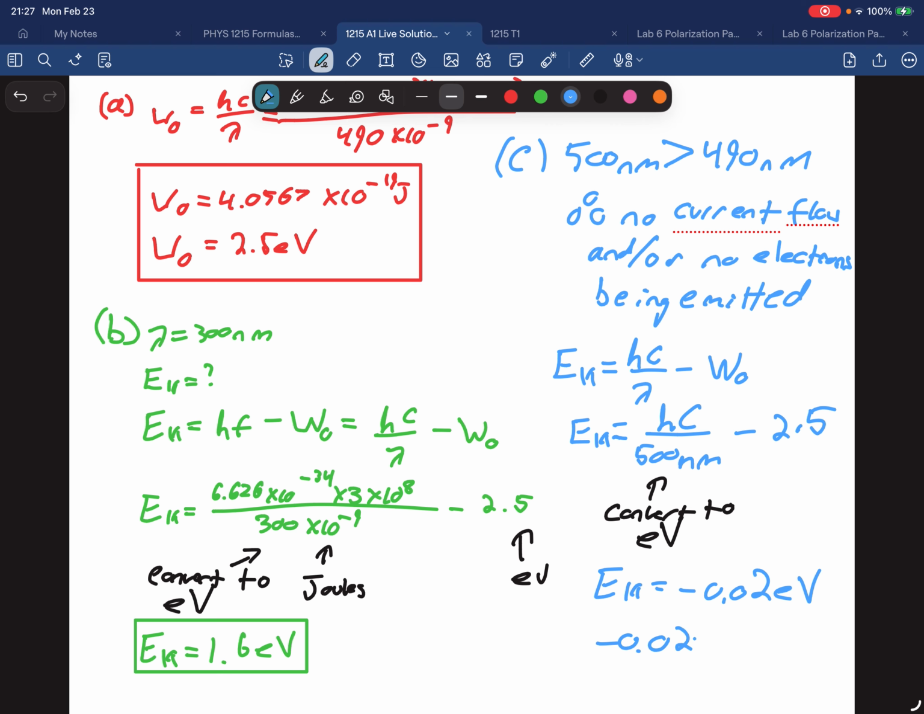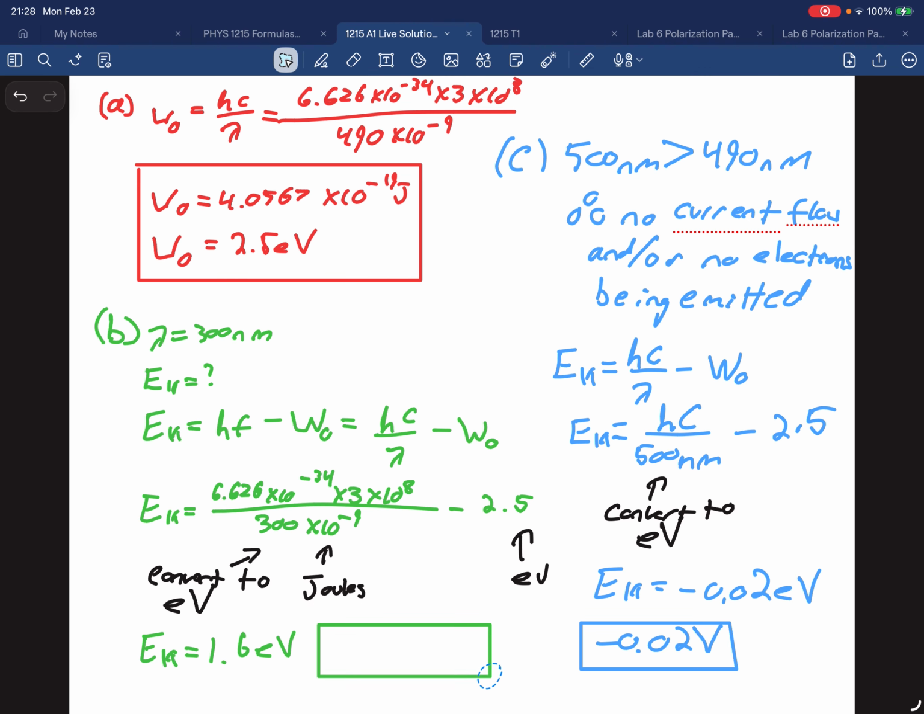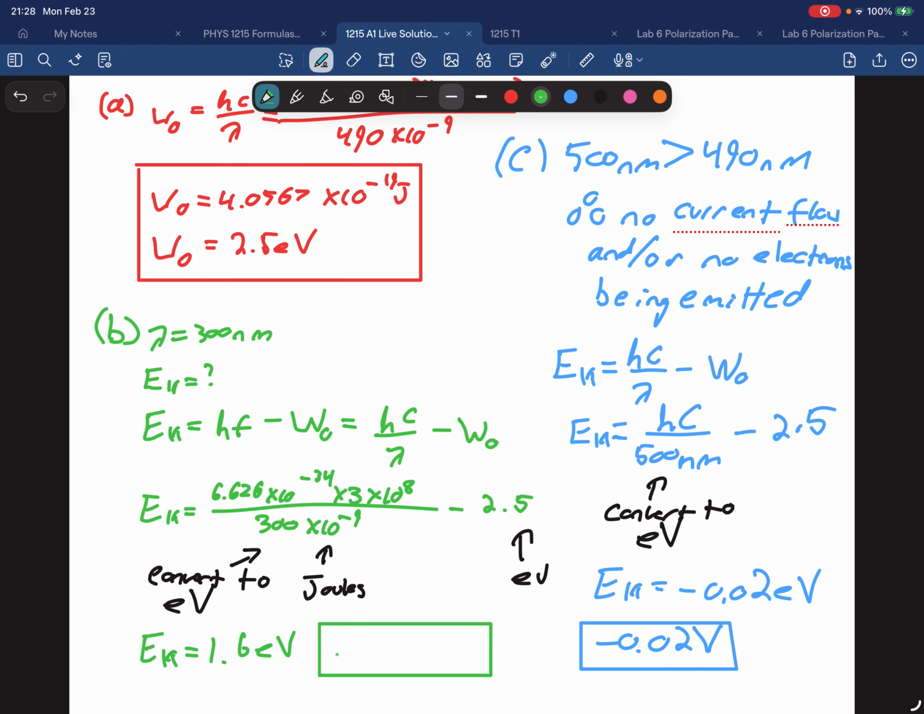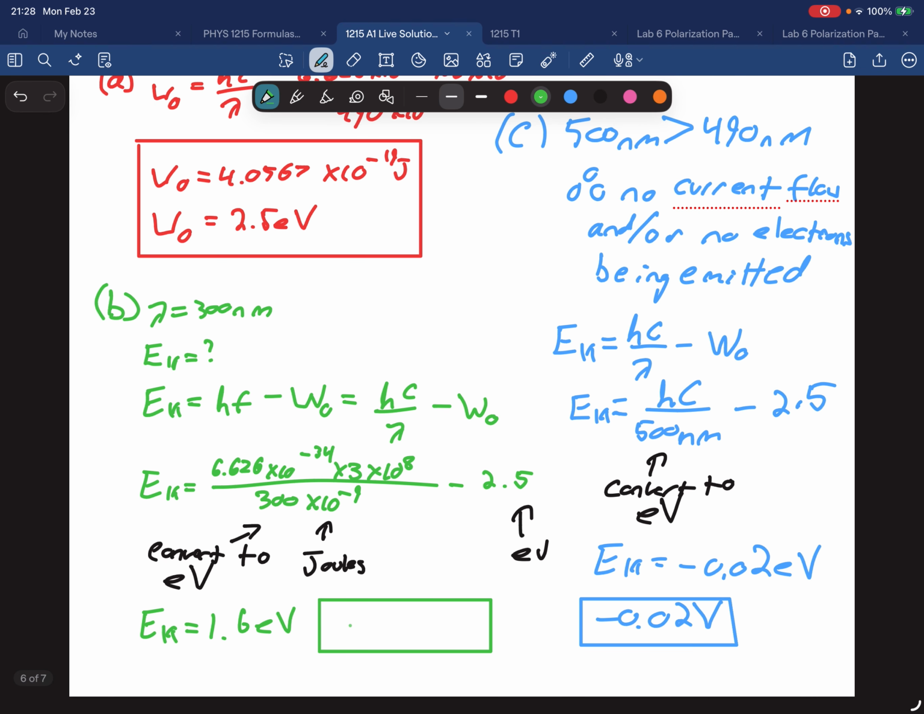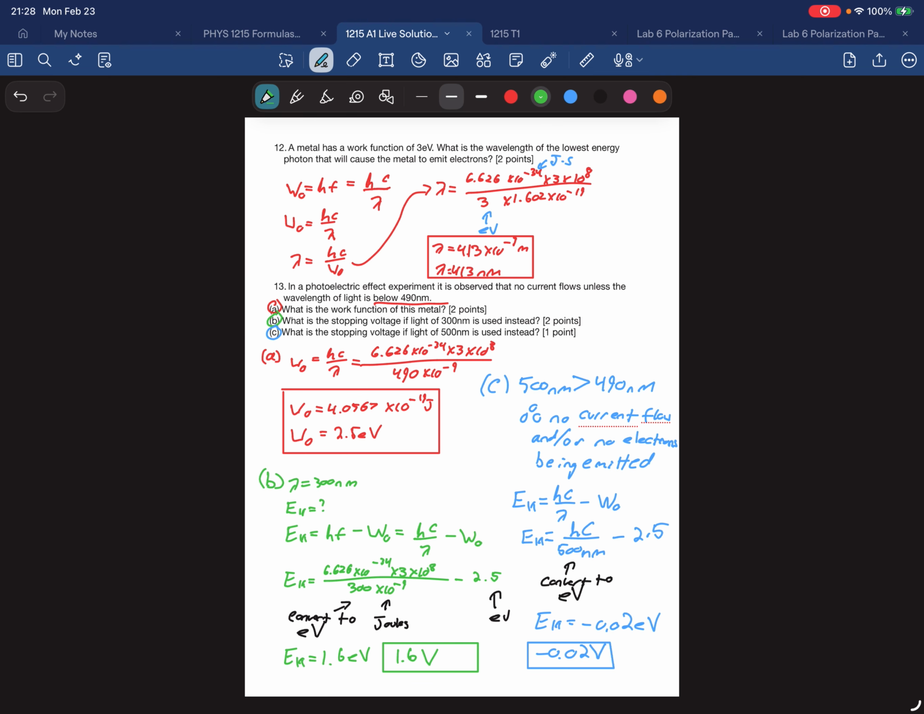Now I did very briefly make a mistake earlier, so I'll fix that now. I used the wrong units in my green answer over here. So the stopping potential is not 1.6 electron volts. It's 1.6 volts. Small difference, but it's important.